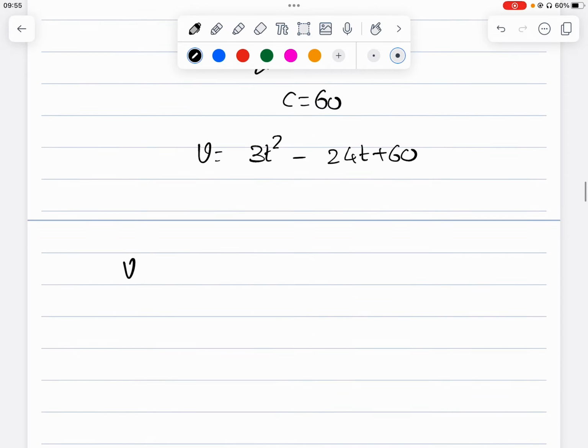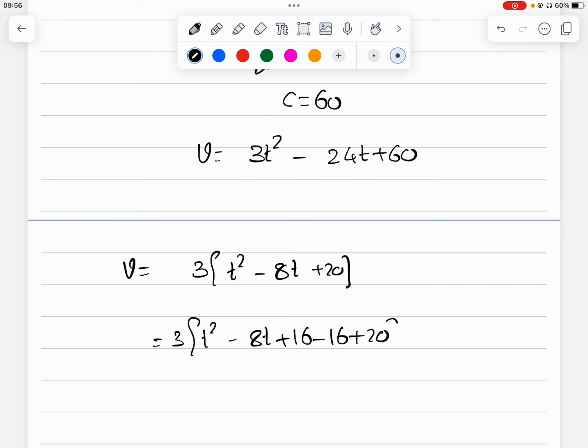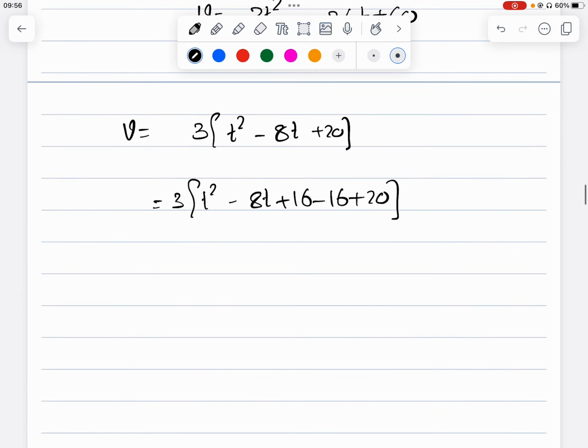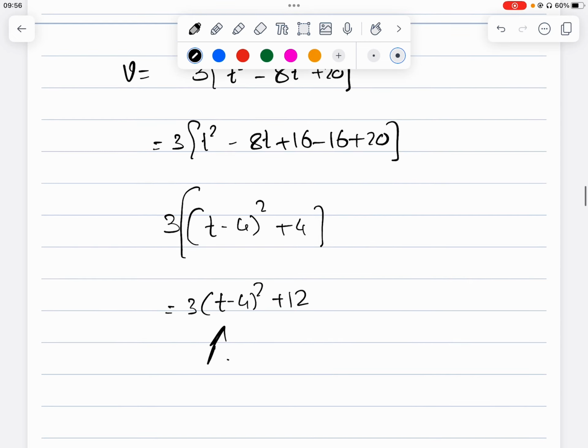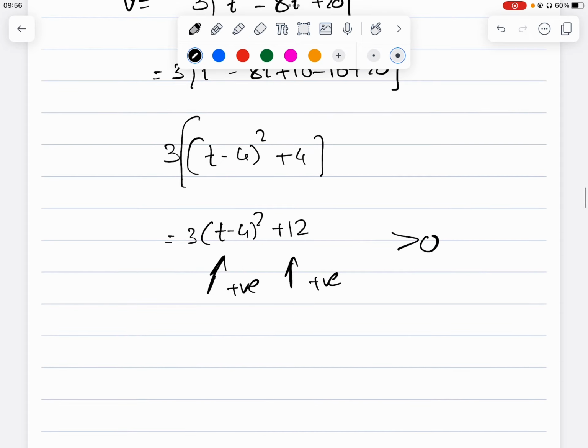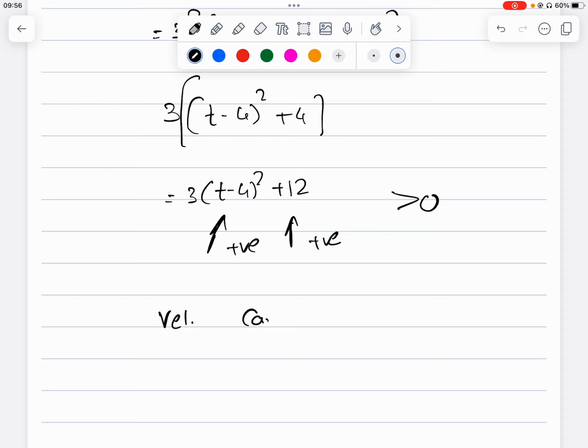We have to prove that this never goes negative. So take 3 common, then try completing the square. t square minus 8t plus 16 minus 16 plus 20. So it becomes 3 times t minus 4 whole square plus 4, which is 3 times t minus 4 whole square plus 12. So we know that the square term is always positive, 12 is also positive, so therefore this value is always positive. So velocity can never be negative.